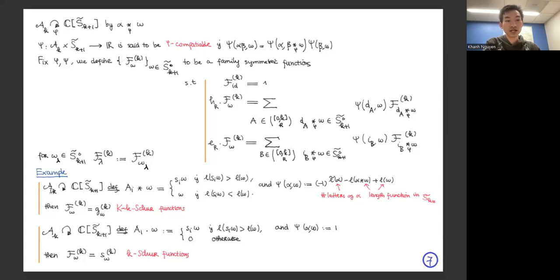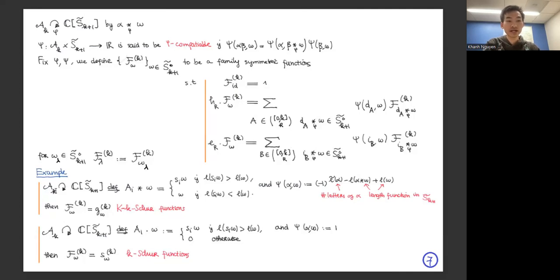So the first one is the action of AK on the group ring of the affine symmetric group given by the formula. So AI acts on W will be SIW if the length of SIW is greater than the length of W, and it equals W if the length of SIW is less than the length of W. And in this case, if I choose per C defined by this formula, you can check that this function satisfies the phi compatible relation here. And in this case, we know that the function FWK coincides with the K-k-Schur function GWK.